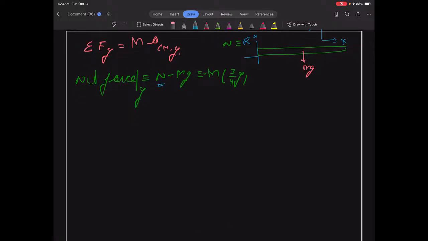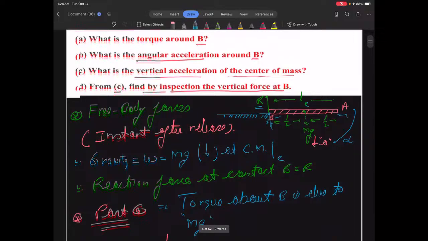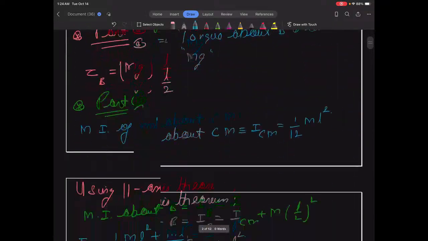We are interested in finding out the normal. So we can say our normal will be equal to mg minus 3/4 times mg, which gives us that the normal will be equal to 1/4 times mg. Its direction will be in the upward direction. Okay. Rest of all the things are in the downward direction except this normal. So this was our part D and the first question.